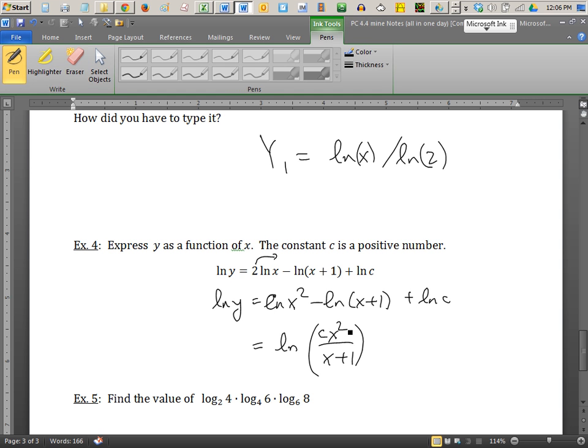So how did I do that? Well, I knew that the ln x squared plus the ln c would give me ln cx squared. And then the fact that we had a subtracted log means that you're going to have a denominator, x plus 1. And I gave you permission to cross out the logs whenever you're given log of yada yada equals log of yada yada. So you can just cross those out, and we get y is cx squared over x plus 1. Okay? So that's my answer, y as a function of x.